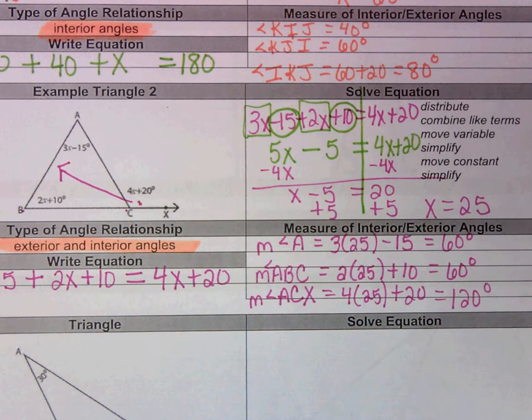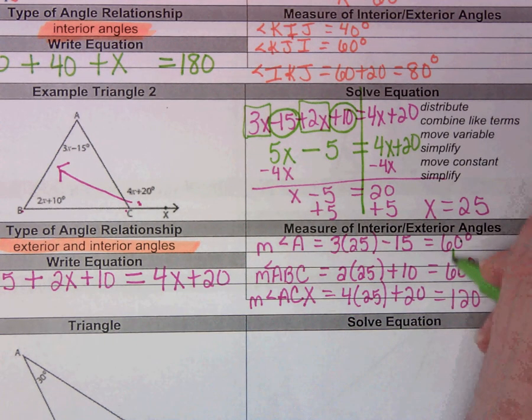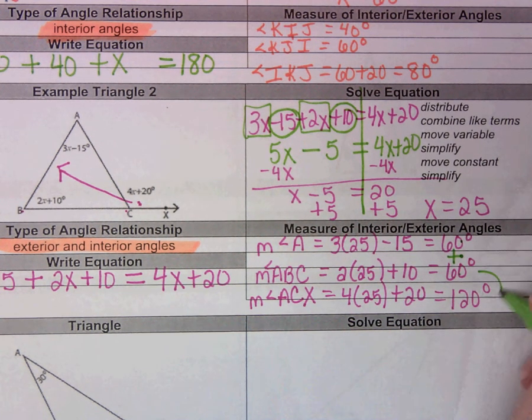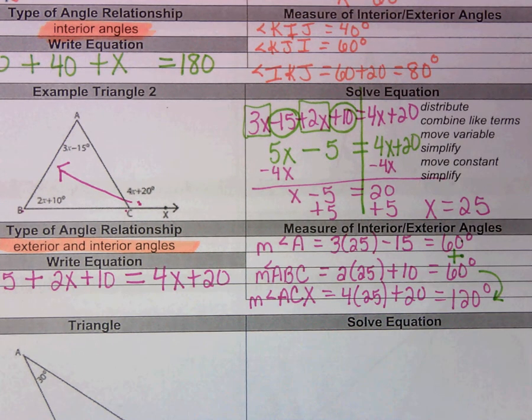So let's double check ourselves. Did we do it right? Do these two angles added together equal 120? Yes, they do. Okay, so there's 2 examples of each type to help you work through the rest of the problem.